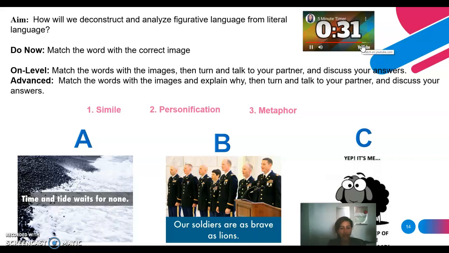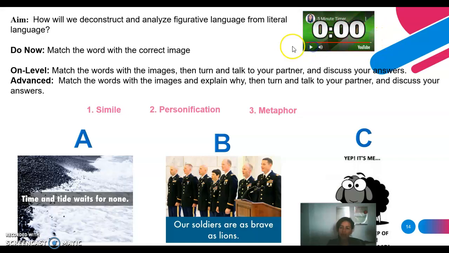Okay, you have 30 seconds now. Please make sure you turn and talk and share ideas with your classmates. Okay, you have 10 seconds left. Very good. 5, 4, 3, 2, and time's up. Okay.